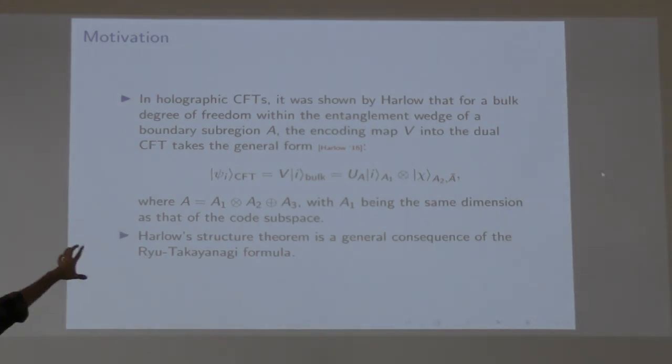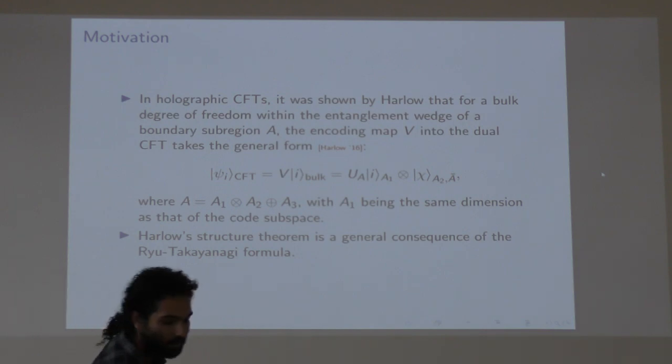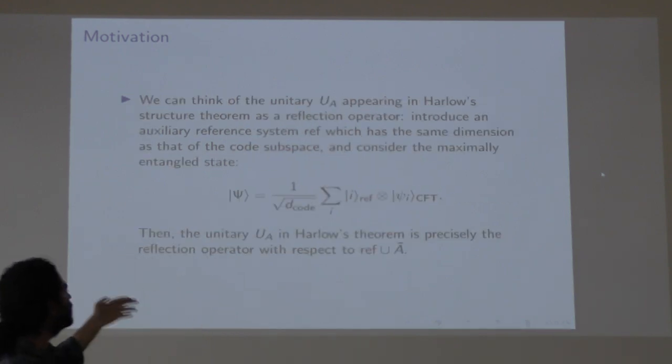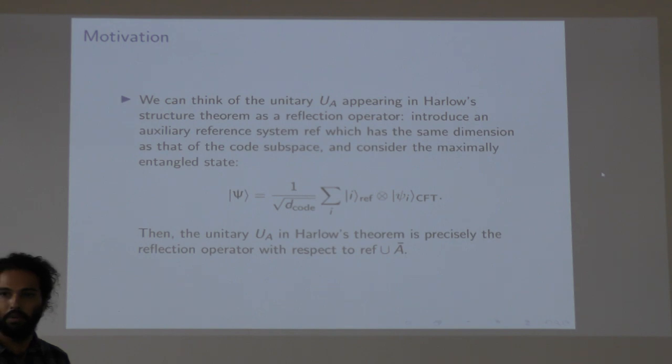and there's this unitary operator U sub A which appears in this discussion. So A here is some boundary subregion in the CFT, and I is a bulk degree of freedom in the entanglement wedge of that boundary subregion. So there is this unitary operator U which appears in Harlow's construction, which is a general consequence of the RT formula, but you can naturally think of that unitary operator as a reflection operator. Okay?